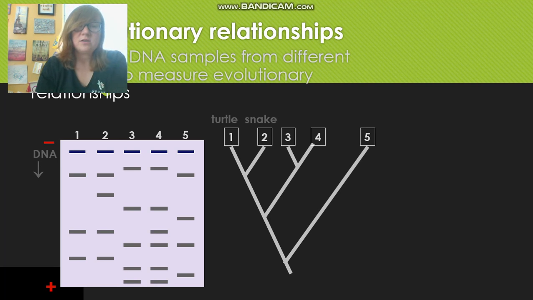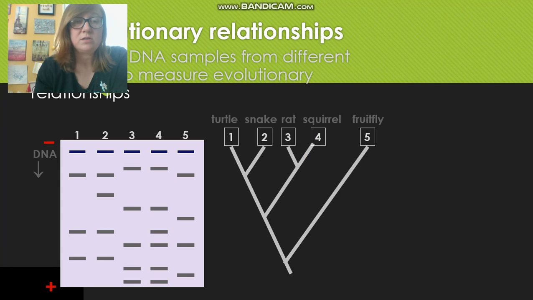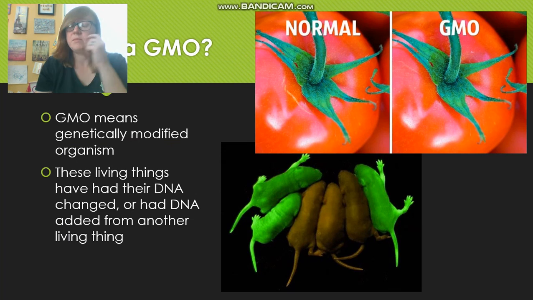Okay, so let's see what example animals these could be. So we could have a turtle and a snake. Those are both reptiles. Here we have a rat and a squirrel. Those are both rodents. They're more closely related to each other than a turtle and a snake, but they're definitely more closely related to each other than they are to a reptile. Then here's a fruit fly. Not really close to any of them. It's an arthropod.